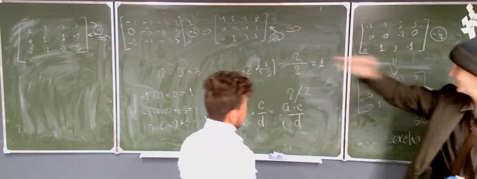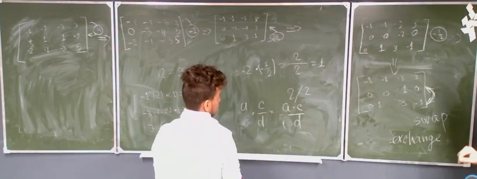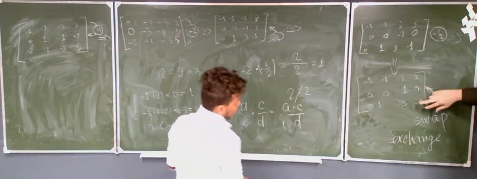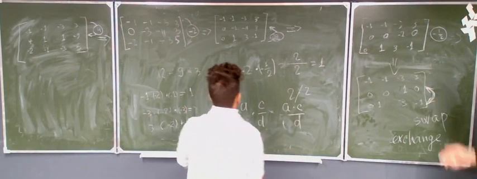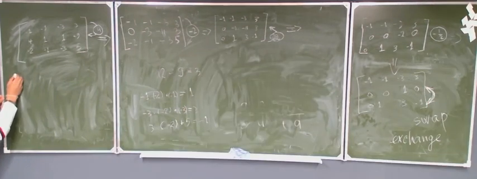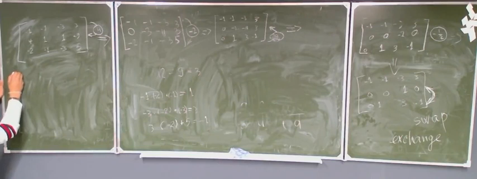So let's go there. And right, the matrix with exchanged rows: minus 1, minus 1, minus 3, and 3.